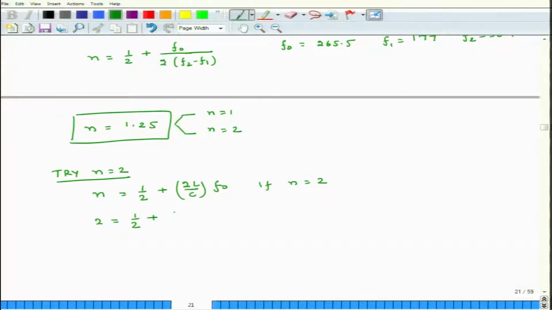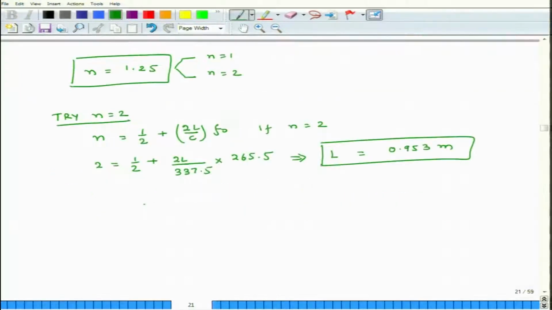2L by C, and what is C? C is the velocity of sound, 337.5, and what is F naught? F naught is 265.5 hertz. So, what I get is L, if you do the math, comes out to be 0.953 meters.